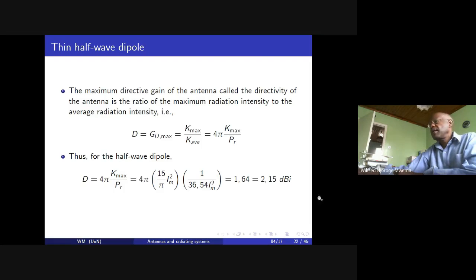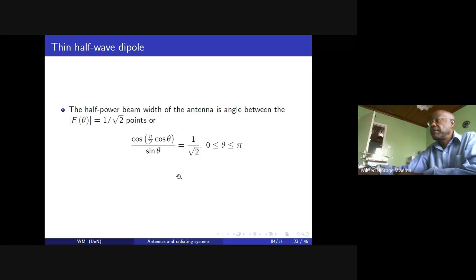The dBi here means that the reference antenna is an isotropically radiating source, that is a point source. A point source will radiate in all directions equally in a spherical space. And therefore, this value here is given with reference to a point source that will be radiating the same amount of power equally in all directions. So we see that the half-wave dipole is slightly more directive than the point source.